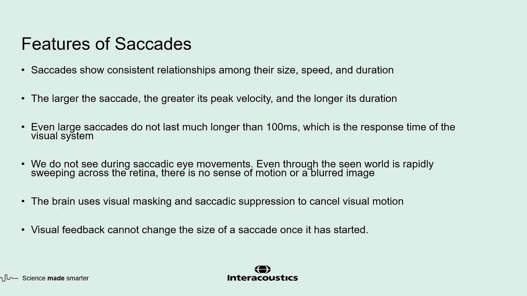Now, when we make saccades, we are actually functionally blind during saccadic eye movements. Even though the world seems to be rapidly moving, what happens is that there's no sense of motion, there's no blurred image because of a process called visual blanking.